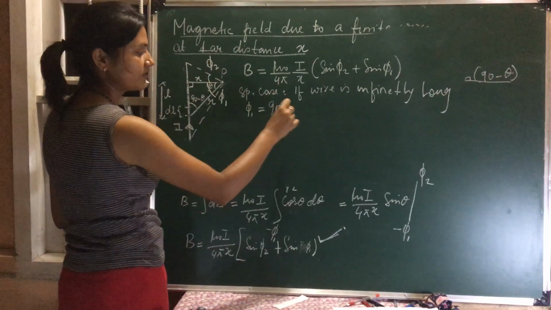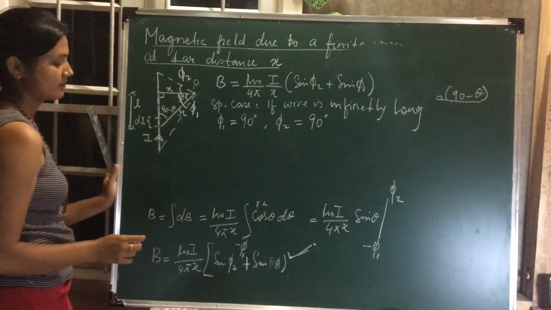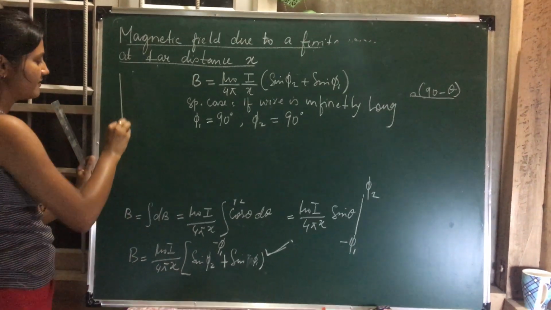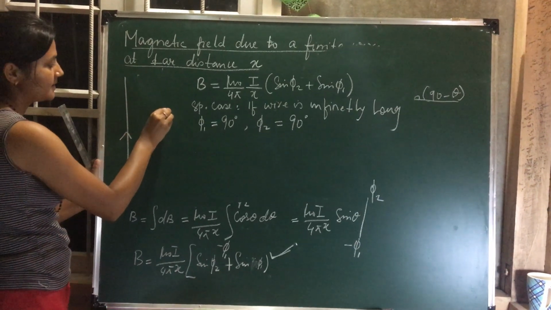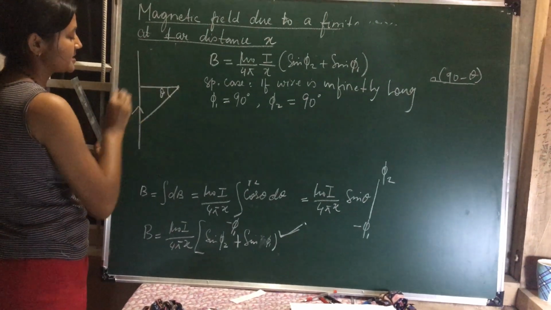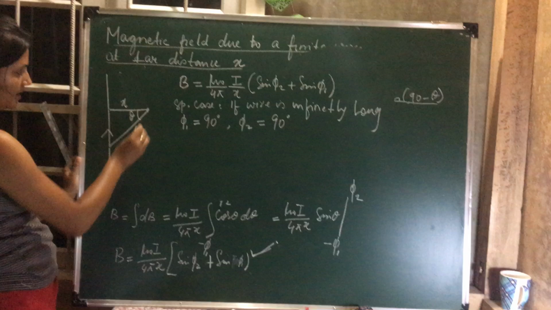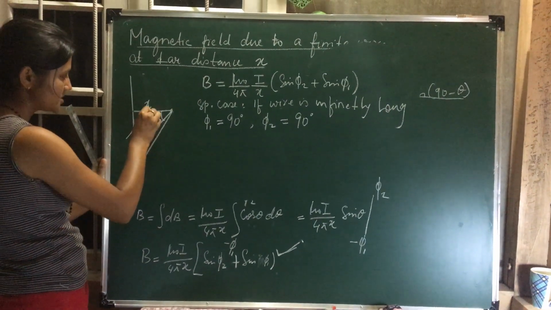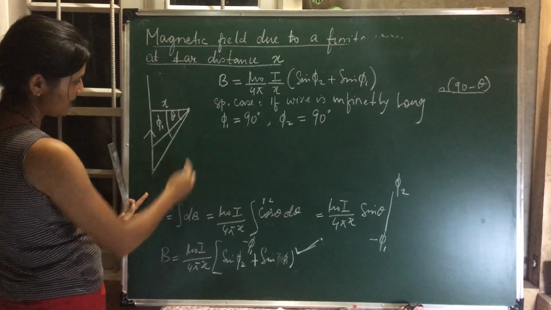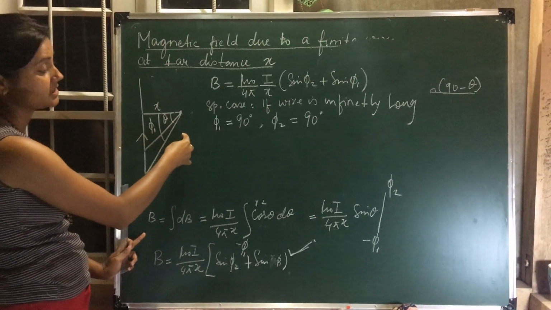Similarly, phi 2 will also be 90 degrees. Again, this is a very, very long wire. At any point, this is the perpendicular distance, and this angle we call phi. If you increase the length of the wire, the maximum angle can be 90 degrees only.